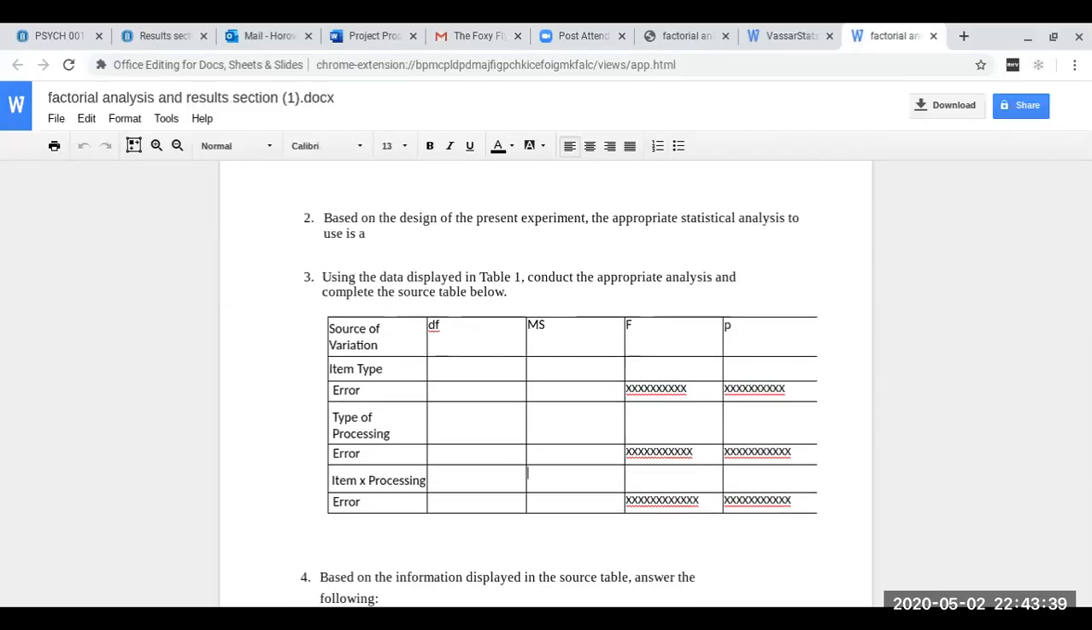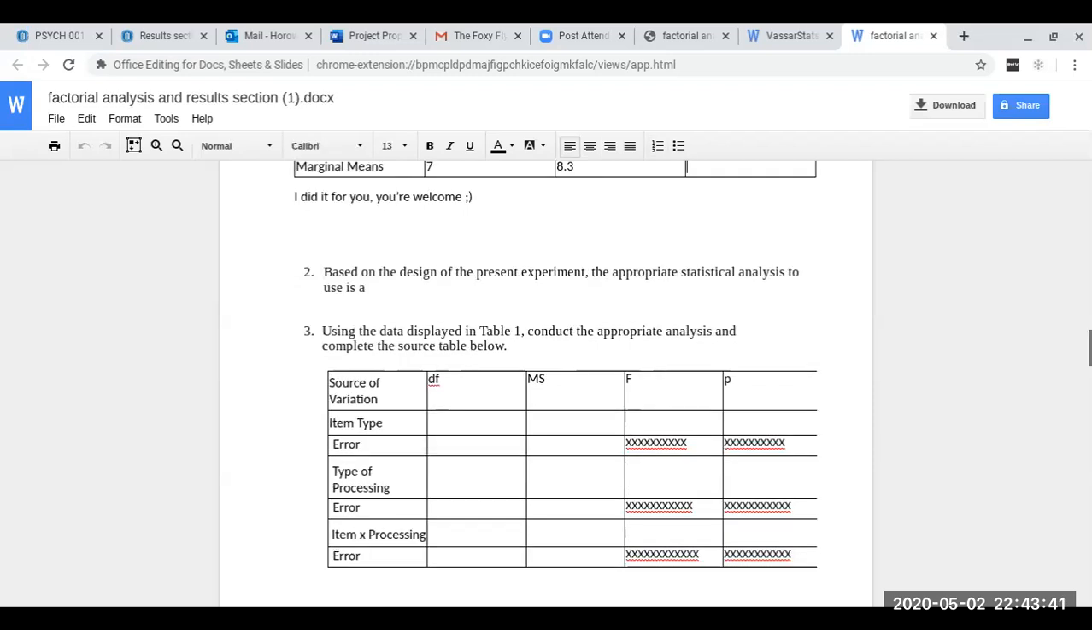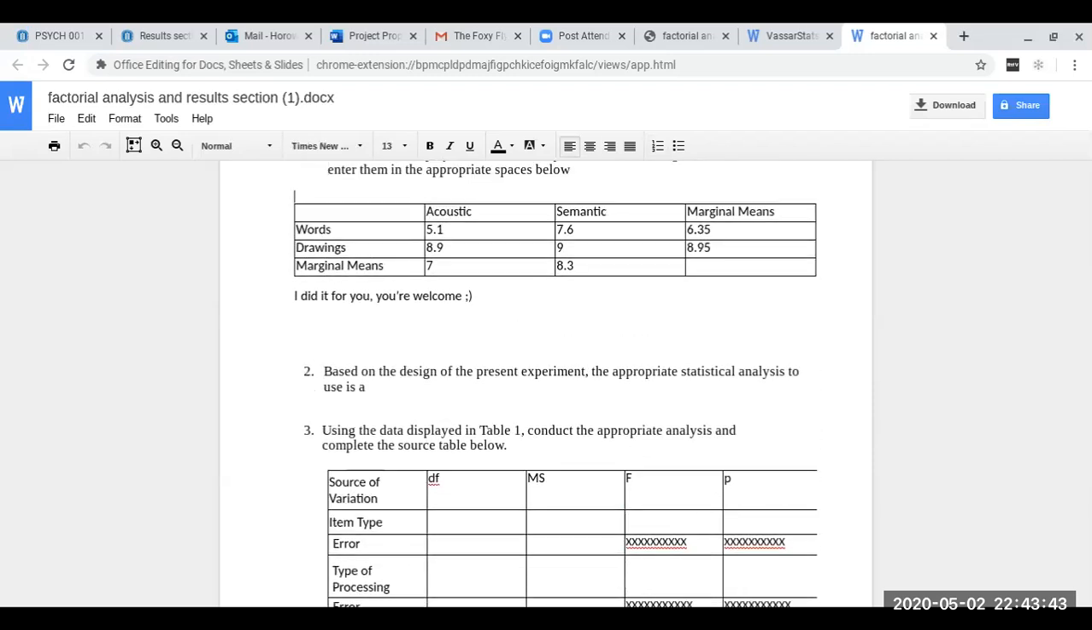Up here, going up, this is taking a long time. These are the numbers you need for the means. So you have the means of each cell. These are what we call the cell means, 5.1, 7.6, 8.9, and 9. And here we have the marginal means, which are for the main effects, 6.35, 8.95, 7, and 8.3.